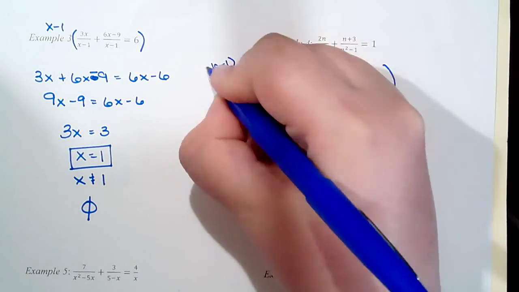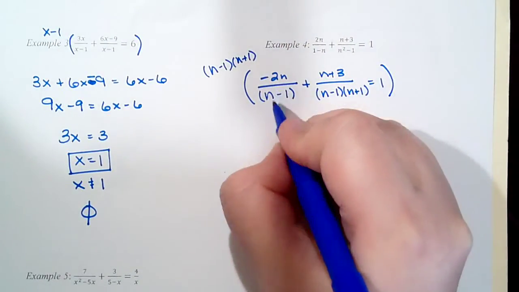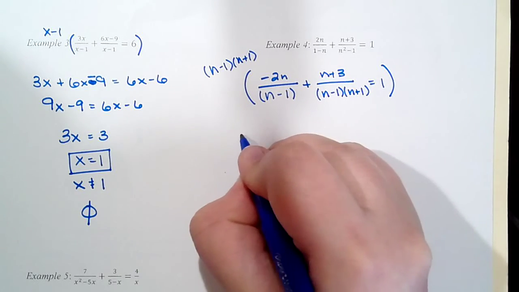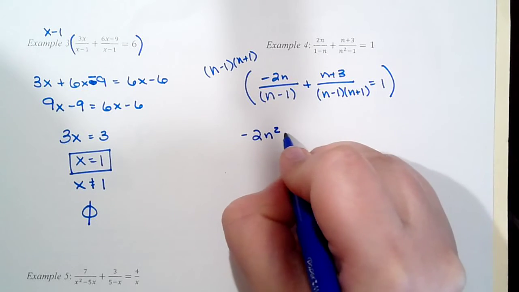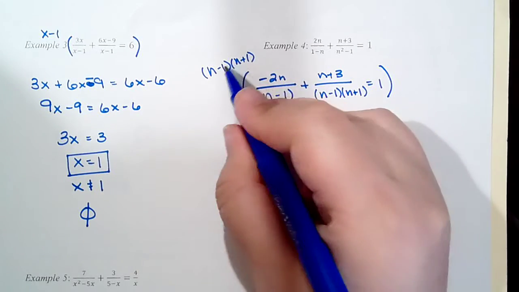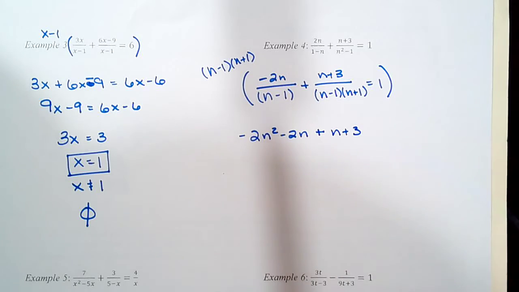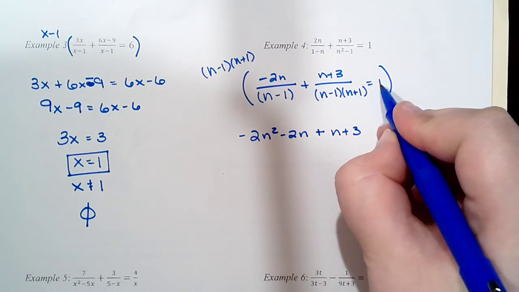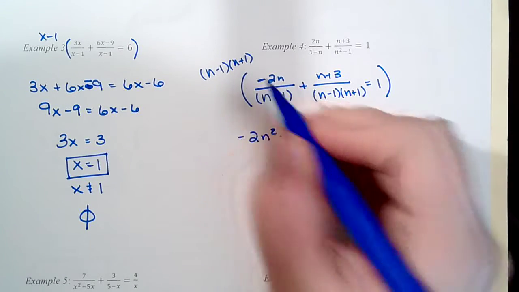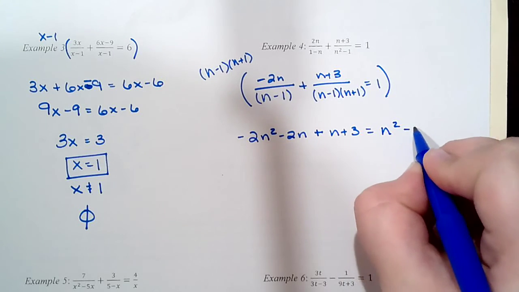All right, now we're going to multiply by n minus 1, n plus 1. In the first one, the n minus 1 cancels, so I have negative 2n times n plus 1. That becomes negative 2n squared minus 2n. Plus, when I multiply this into my second, both of them cancel, so I'm just left with the numerator. And then equals 1, since neither of them cancel, I'm left with n minus 1 times n plus 1, which I know when I simplify it becomes n squared minus 1.